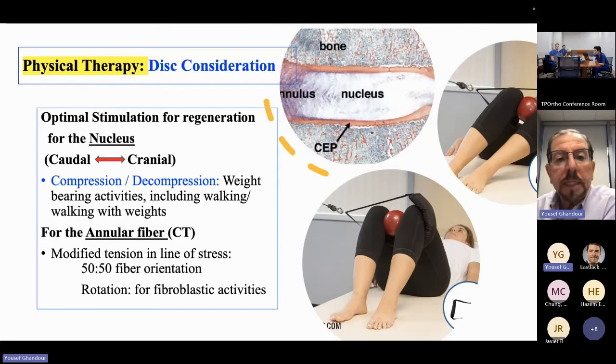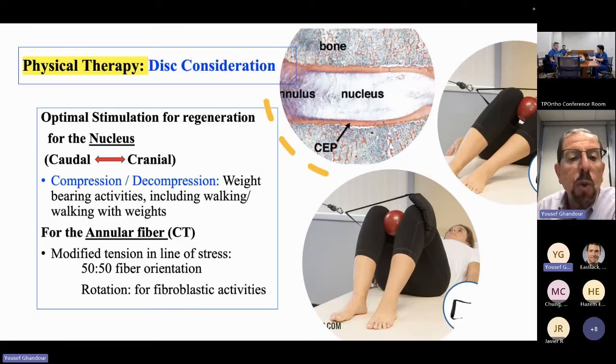So for the disc, for example, we have somebody with an acute disc. The disc has two components that we take care of. One is the annulus and one is the nucleus. The nucleus primarily is sensitive to compression, decompression, and that's mostly for weight-bearing activity.